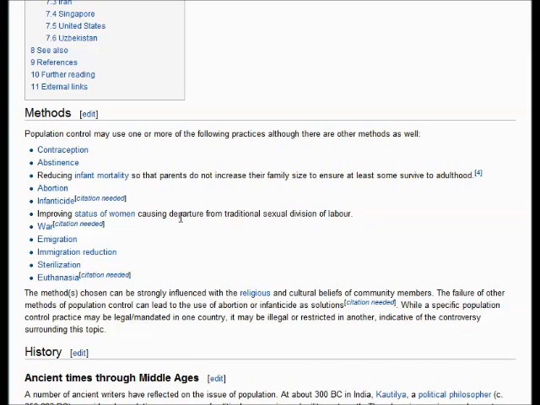I don't know why that is even included in there. That seems to be something else, or it should be a subcategory of one of these others. They have war. Yes, war is a population control device.